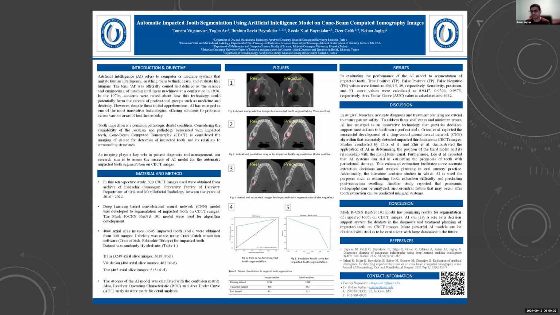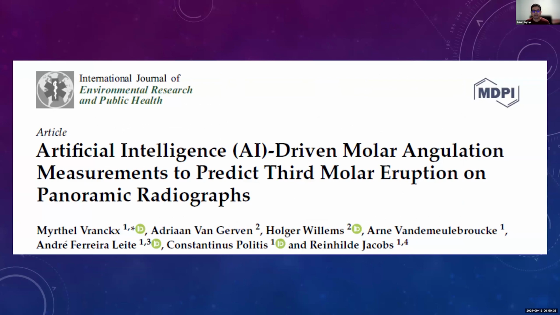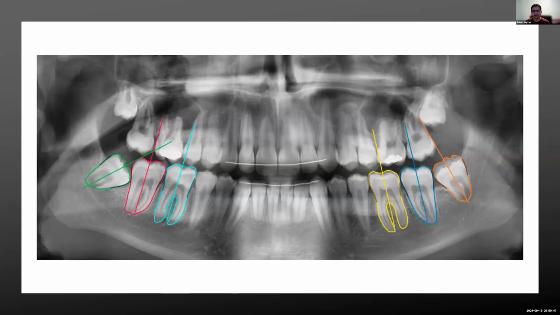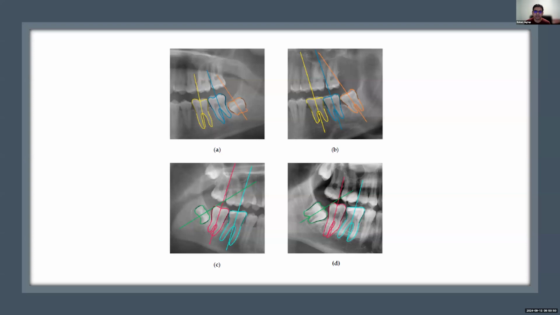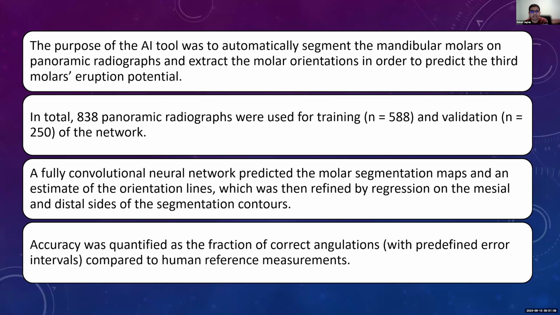We created this algorithm on CBCT, and we found the correlation with the mandibular canal as well. This is a good paper about predicting whether the third molar will erupt in the right direction or not. I'm going to show you different pictures right here. The top images, A and B: A is 4 years before, and B is 4 years later. So AI was able to detect whether the tooth will erupt in that direction based on the planes. They did this study on 838 panoramic radiographs. A lot of patients were involved in this study.